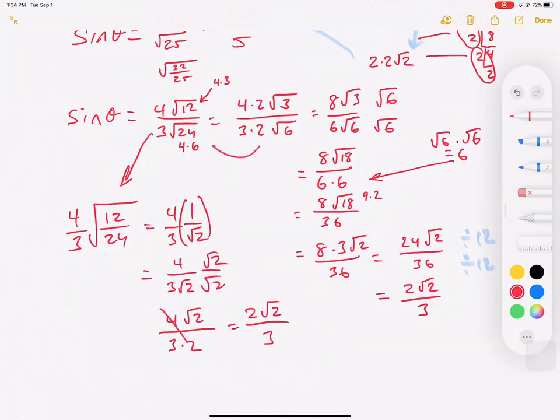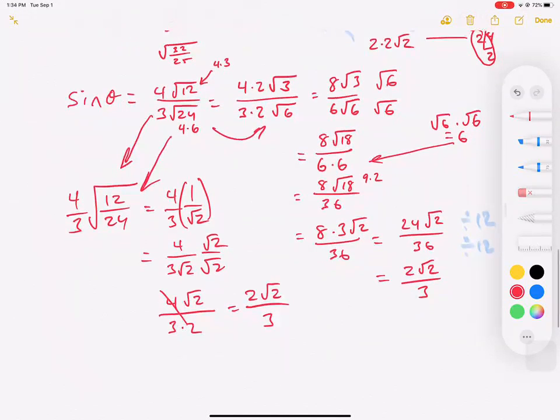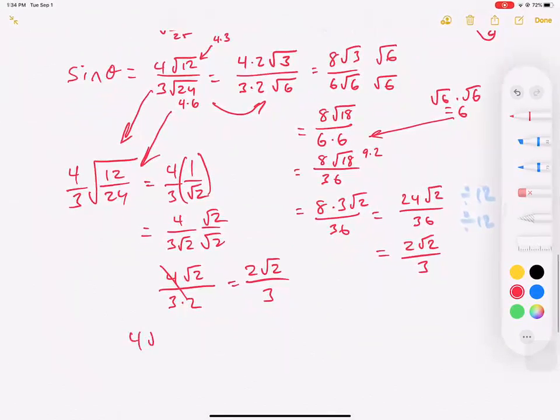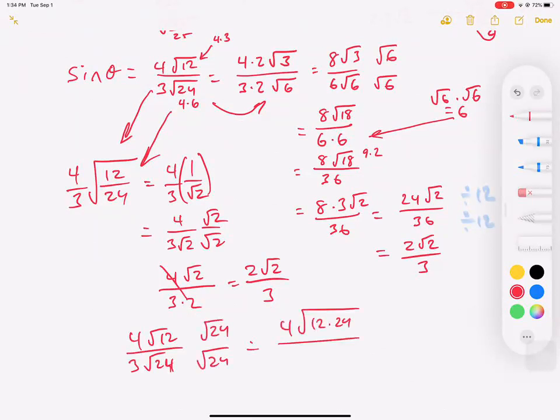You could simplify first. You could have multiplied. Here's another one. 4 square root of 12 over 3 square root of 24. You could multiply both sides by square root of 24. That is 100% okay. 4 square root of 12 times 24. I'm going to give you a trick there, okay? And it's going to be 3 times 24.